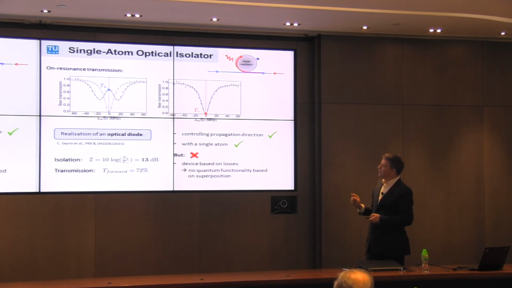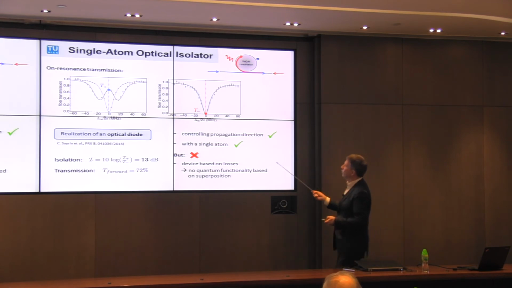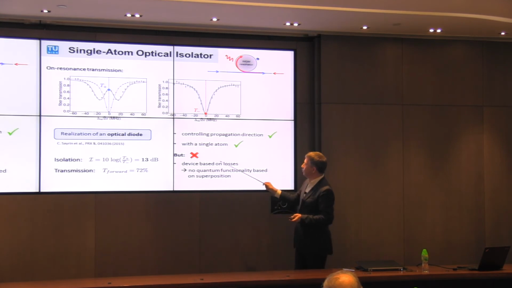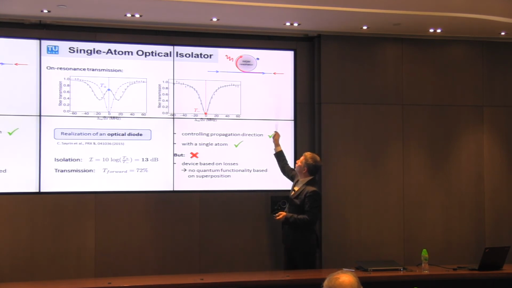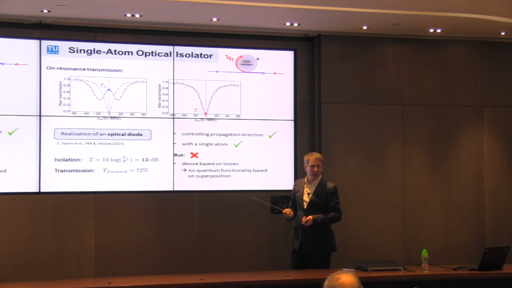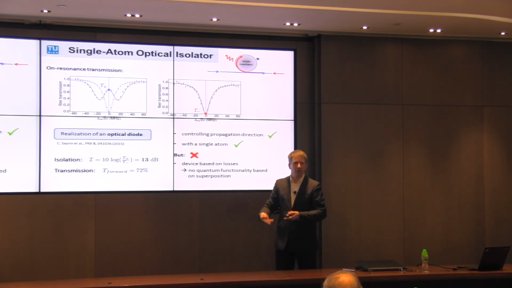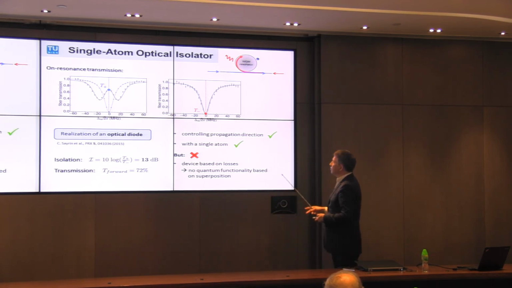However, this is still not a quantum device. Because while it's possible, of course, now to prepare the atom in a superposition of spin states, the device is based on losses, meaning that the first photon that I send into this isolator would either go through the fiber or be scattered into free space, and I would know and thus project the spin state of the atom, and all consecutive photons would not be treated the same way. But there's a way around that.